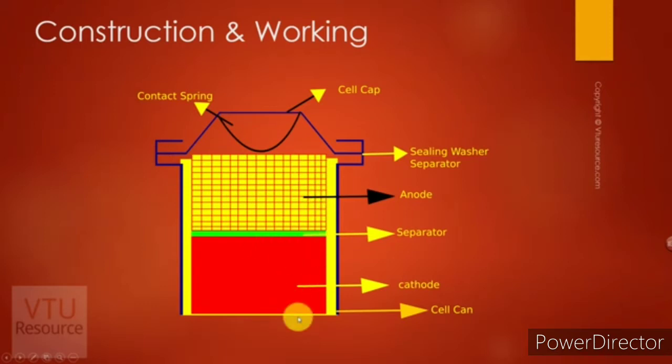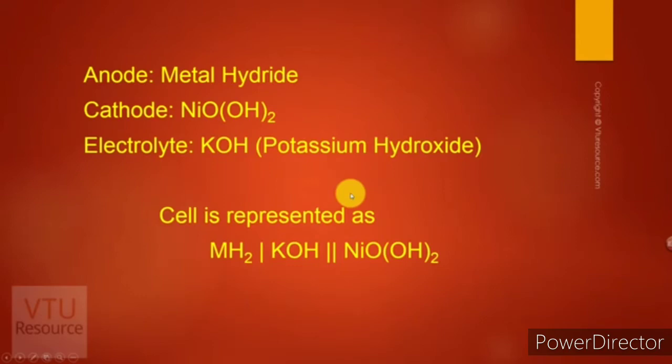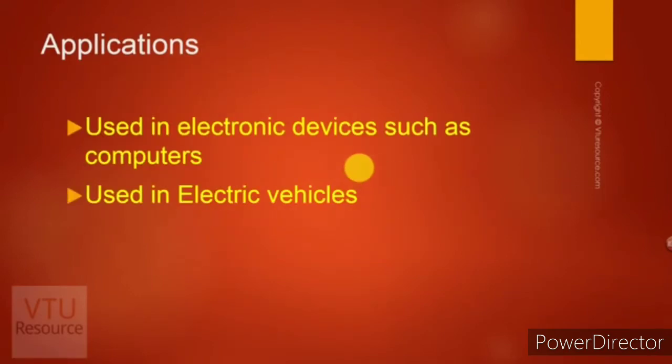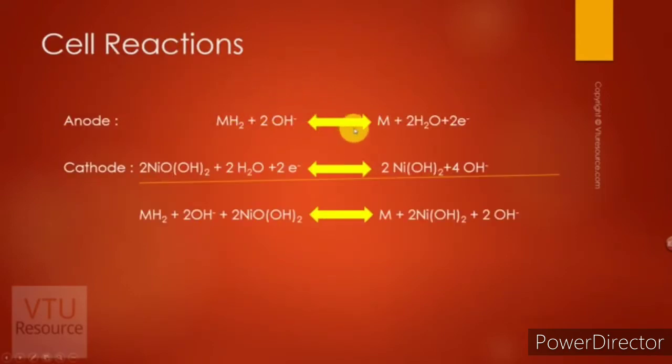Both are separated by an insulator or separator which is made up of polypropylene. This entire nickel metal hydride battery is kept in a glass or a steel container. The electrolyte used here is potassium hydroxide. So let us discuss the cell reactions. The cell reactions, as we discussed earlier, are reversible reactions.